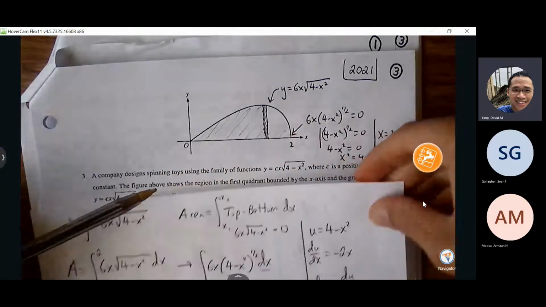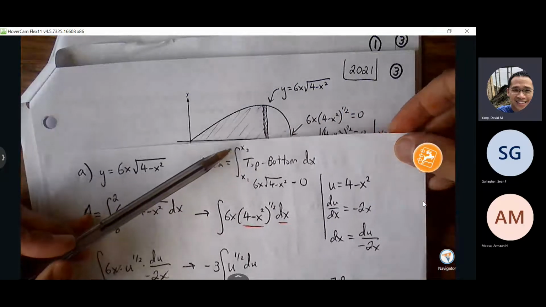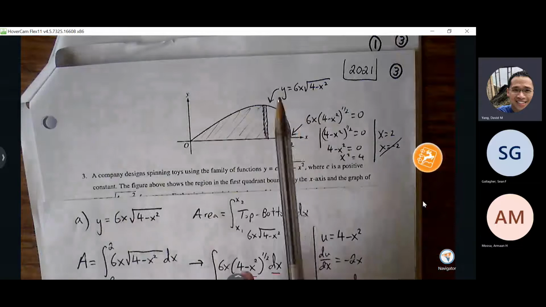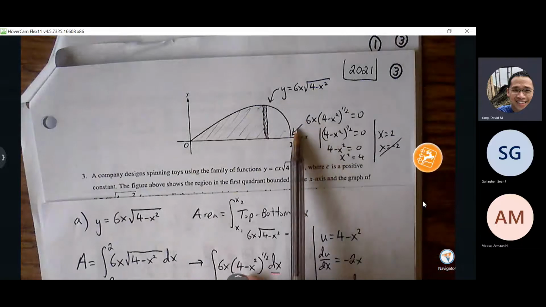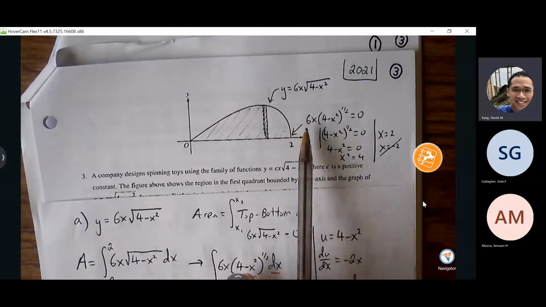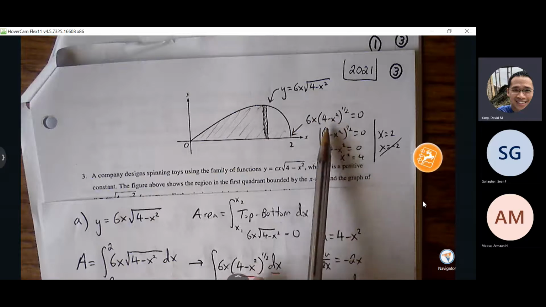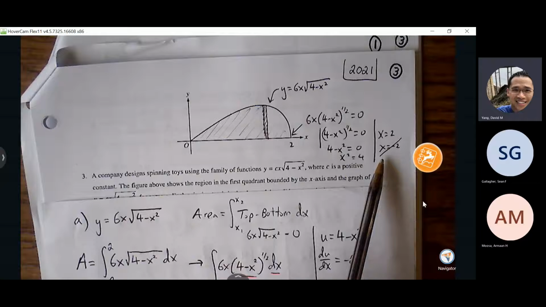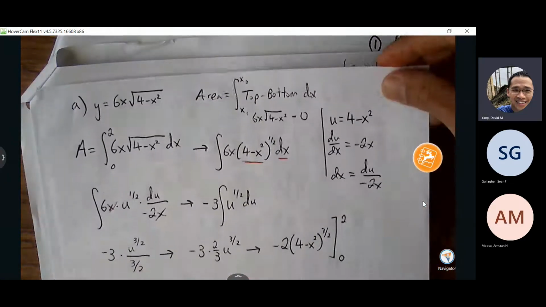We talked about how in order to find that upper bound, we had to find that x-intercept. So we set the 6x root 4 minus x squared equal to 0. Solve for x. We get 0 for the first portion. The second portion, though, we can square both sides. X squared equals 4, x equals plus or minus 2. So x equals 2. Okay.